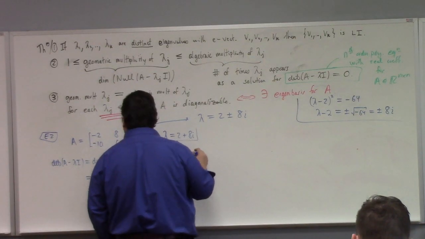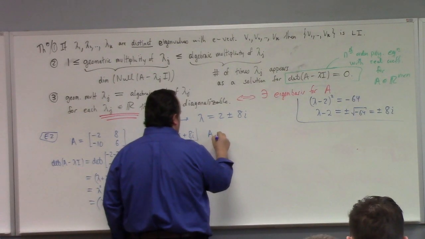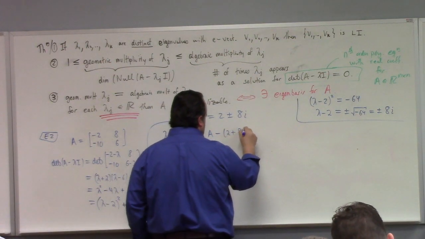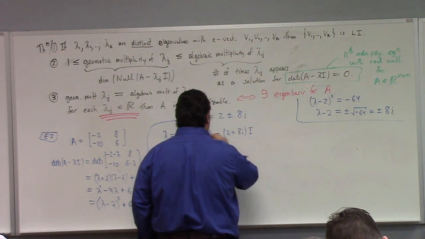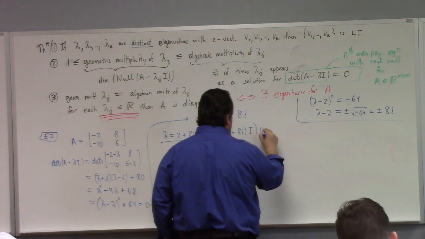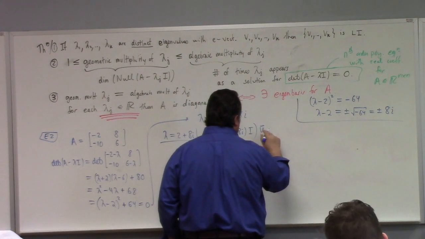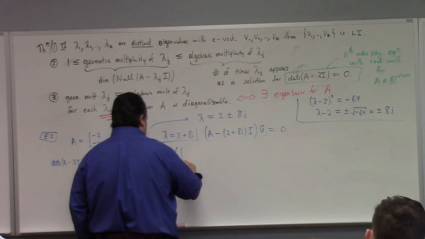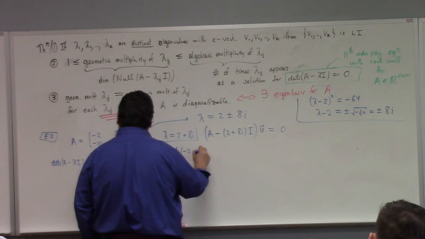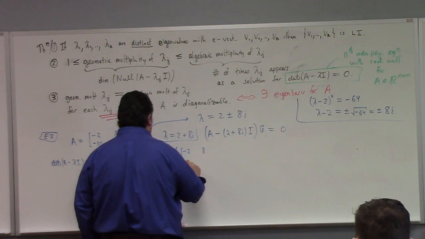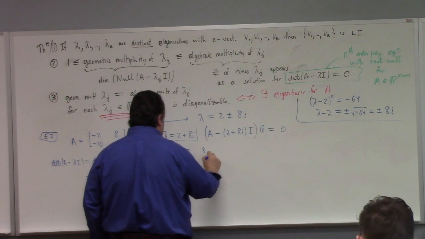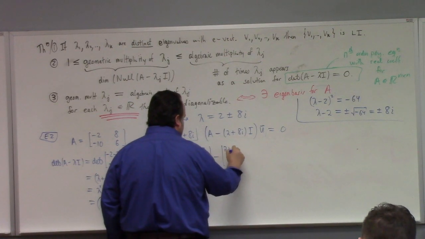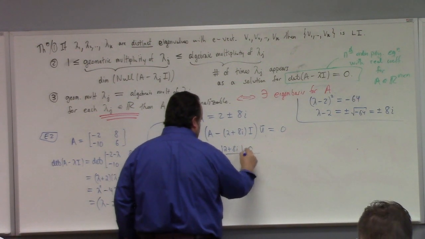And so I need to look at A minus (2 plus 8i) times the identity matrix, all of that times my u vector equal to 0. That's the equation I'm trying to deal with. So I'll write this out. We've got the matrix with minus 2, 8, minus 10, 6, minus the diagonal matrix where we've got 2 plus 8i on the diagonals, and zeros elsewhere.